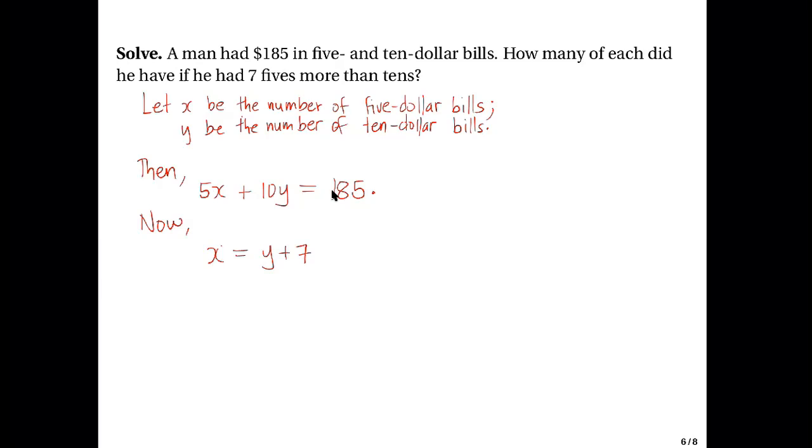So from this equation and this equation, we were able to write x in terms of y. So we can replace this equation with another equation. We have 5 times x, but x is y plus 7, so 5 times y plus 7, and then plus 10y, equal to 185. And therefore, we just have a linear equation in one variable, so we can just solve for y.